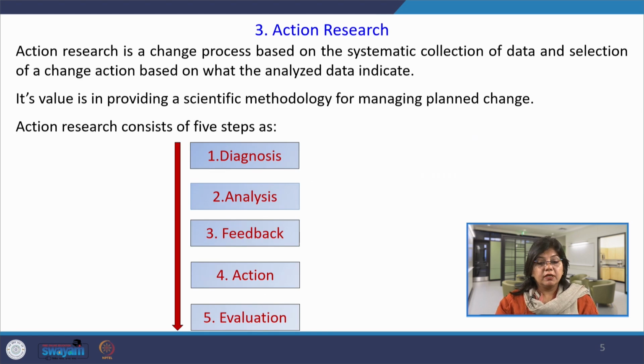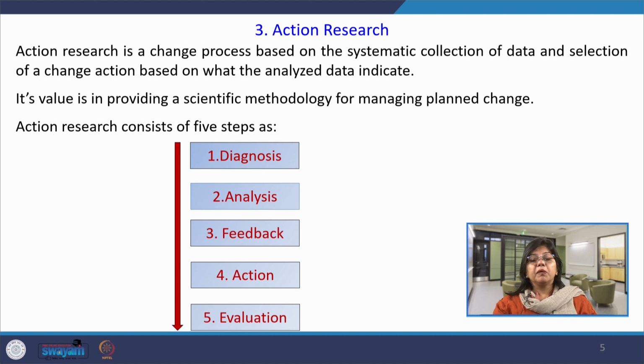This is a change process based on the systematic collection of data and selection of a change action based on what the analyzed data indicate. So, it is again a step by step process where data is collected based on interviews, based on some already existing data, and based on some reviews and interviews. Reviewing that data, what the data indicates will decide what the next plan of action for implementing a change should be. This is action research. This is another approach to change implementation.